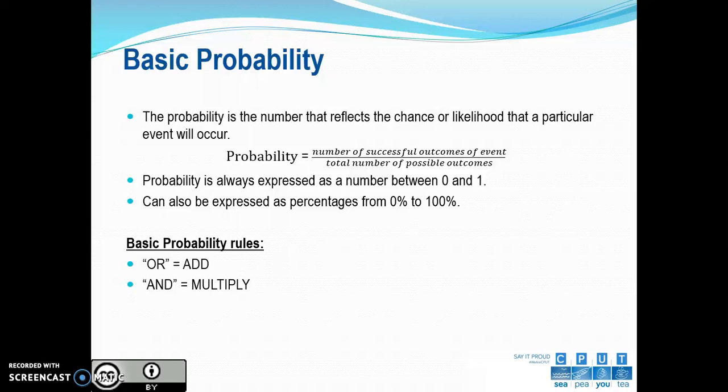Looking at basic probability rules. If you're looking for a probability of doing this or that, you're going to add the probabilities. And if you're looking for a probability of doing this and that, you're going to multiply the probabilities together.